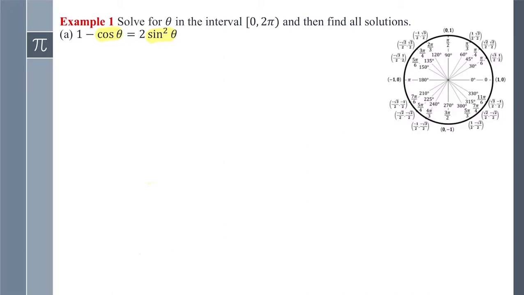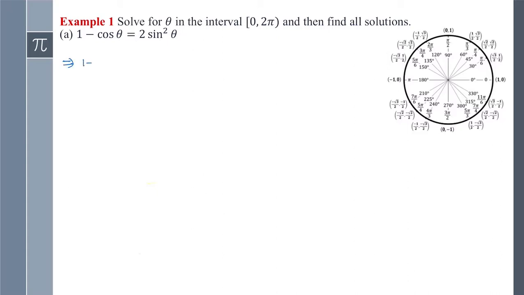Okay, so what we have to do here is change sine in terms of cosine or cosine in terms of sine. Looking over here, it's easy to change this sine squared theta in terms of cosine using the Pythagorean identity. So we are going to do that. Before we do it, let's go ahead and subtract 2 sine squared theta from both sides. So let's go ahead and do that.